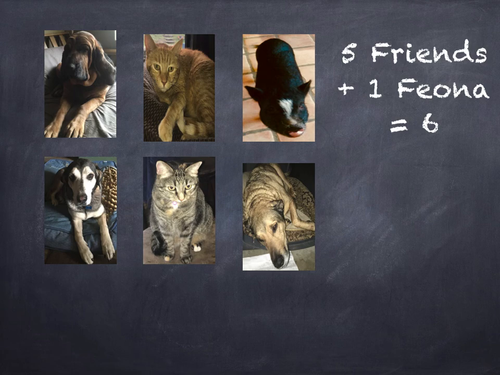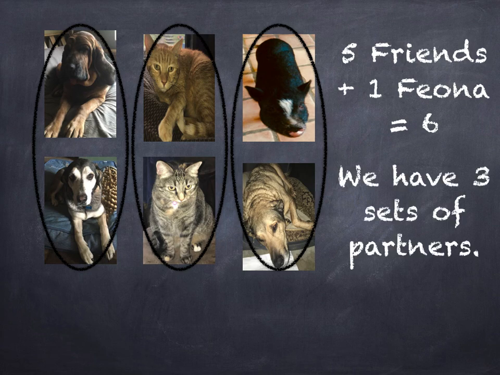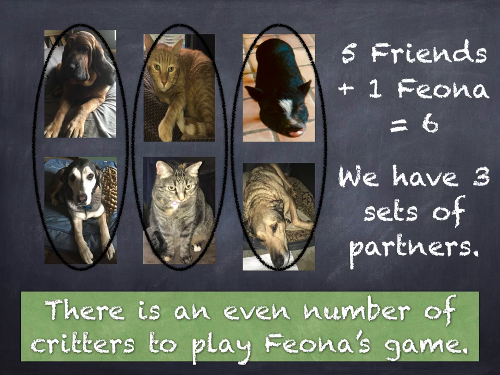That's right, it's 6. So we can find out if this is an odd or even number by partnering the groups. We can do this by circling them in groups of 2. We have 1, 2, 3 groups of 2, or we have 3 sets of partners. Since there is no one left out, we know that 6 is an even number.